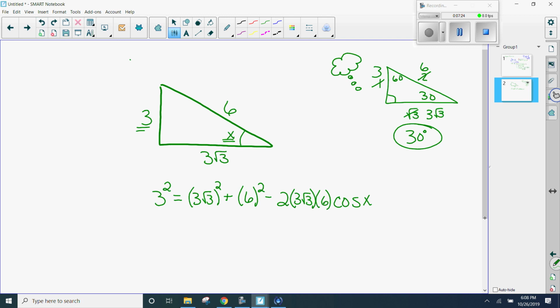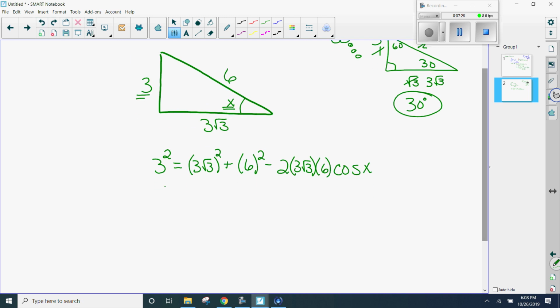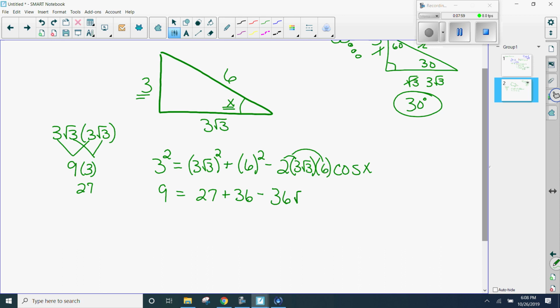So let's start solving using our algebraic concepts. 3 squared is 9. 3 radical 3 squared, you're taking 3 radical 3 times 3 radical 3. So you multiply the numbers in front together, and you multiply the radicands together, which is the square root of 9, or just 3. And that gives you 27. So 3 radical 3 squared is 27. 6 squared is 36. Minus 2 times 3 is 6, times this 6 makes it 36 radical 3. And then you have the cosine of x.